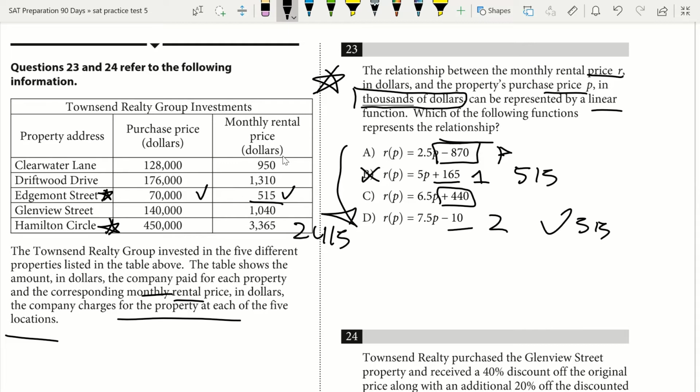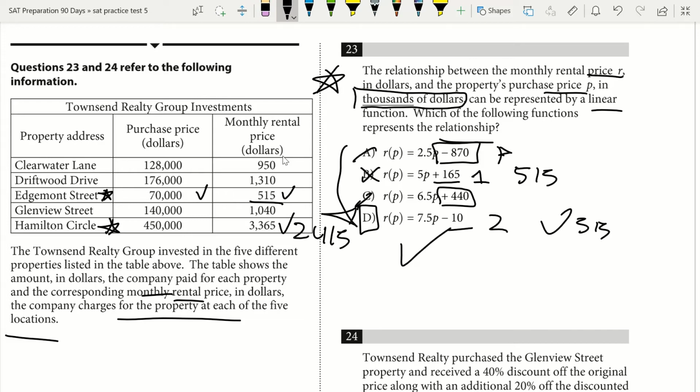Okay, next one I'm going to check is this one down here. So that's going to be 450 times 7.5, and then I'm going to subtract 10. Okay, I do that and I get 3365. So that one checks there as well. Therefore, D is going to be my correct answer there. Okay, it checked off for 2 of them. Therefore, that's going to be my best answer for my line of best fit. So the answer for 23 is going to be D.